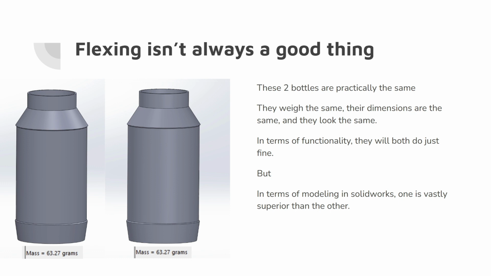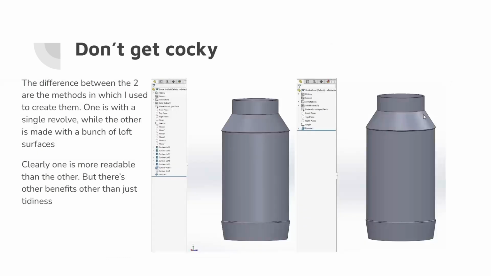So in terms of modeling in SolidWorks, one is vastly superior than the other. Can anyone guess the reason why? Sure, I'll take that as an answer. So one of them is a simple revolve, and one of them is done with surface lofts.